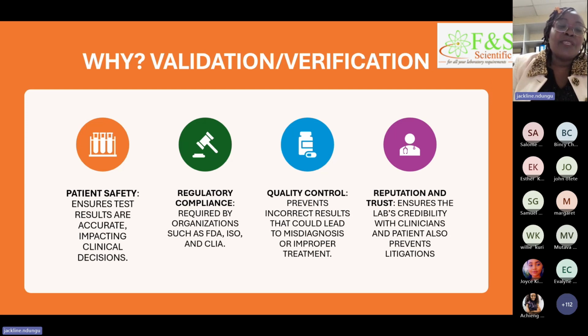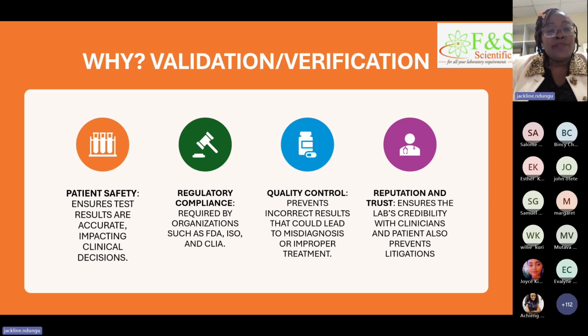The patient will not be given treatment because the doctor cannot make a decision knowing that this patient has a high troponin. We have told the doctor this patient is normal. In fact, they'll be confused. So they may not proceed to give medication for cardiac arrest. Another thing is reputation.